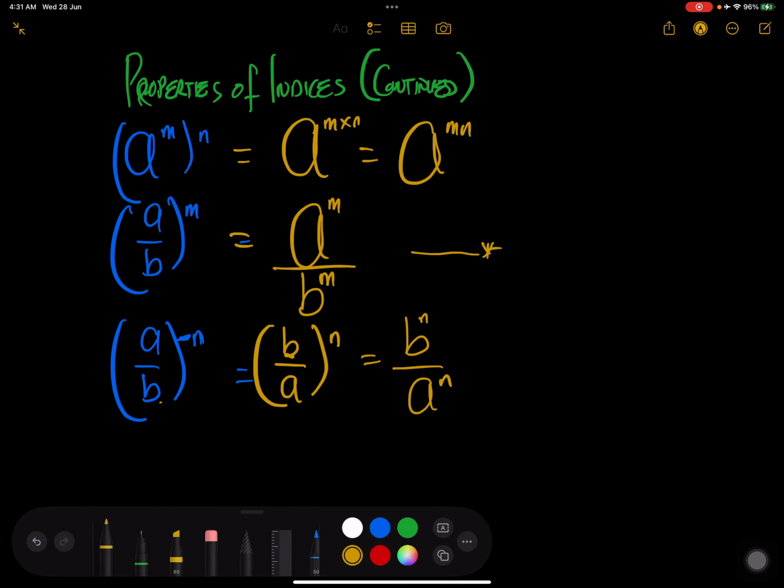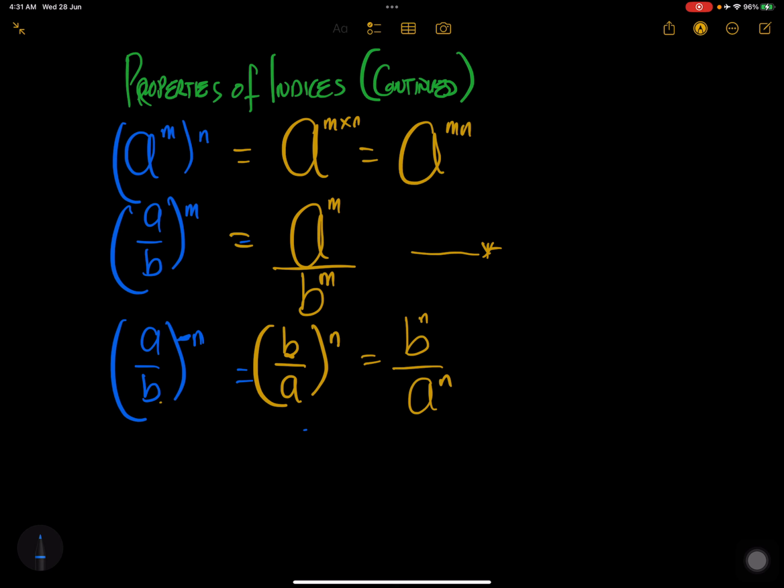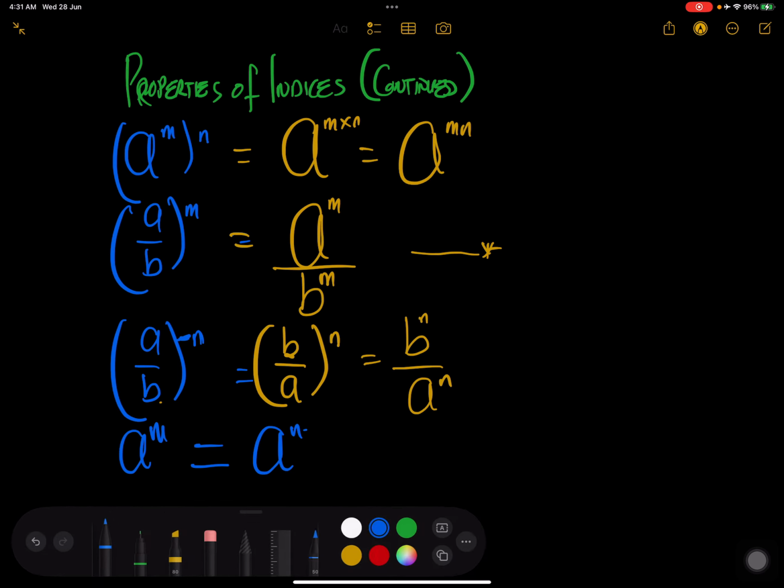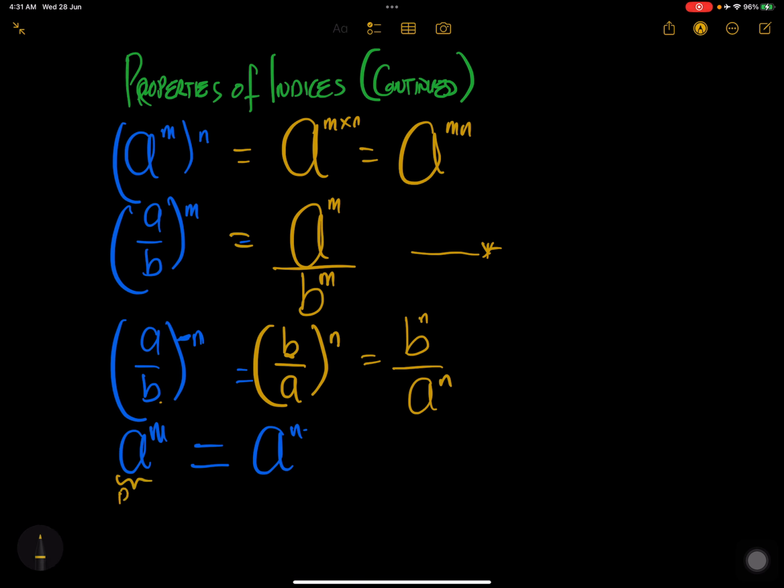Now, the next one is, let's say we have an index on the left side, an equal to sign in the middle, and another index, like this. Now remember, you see this a here, the base here, and the base here, they are the same. Because they're the same, and we also have an equal to sign in the middle, it means that m should also be equal to n. The exponents are the same.